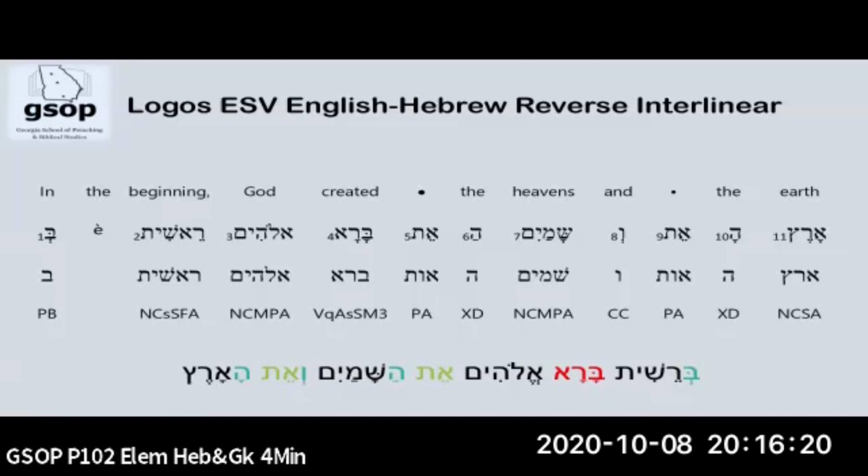The software will do it for you. Now, this is a picture of Logos. You may have a different software tool. If you have a Hebrew English interlinear, reverse interlinear Bible, it will do something similar. Maybe a little different structure, but it'll do something similar.